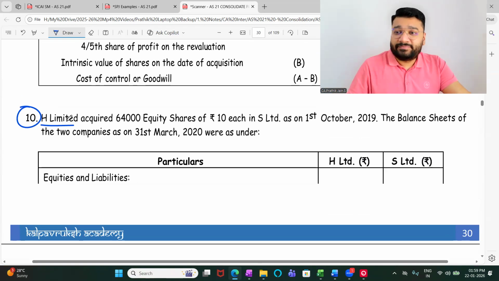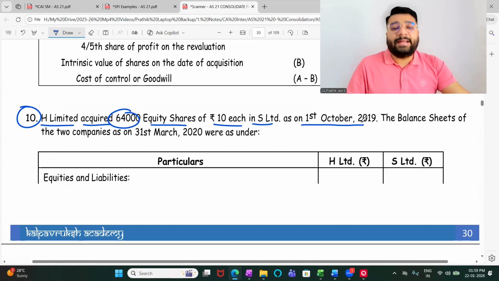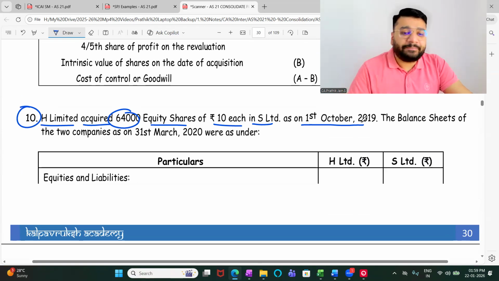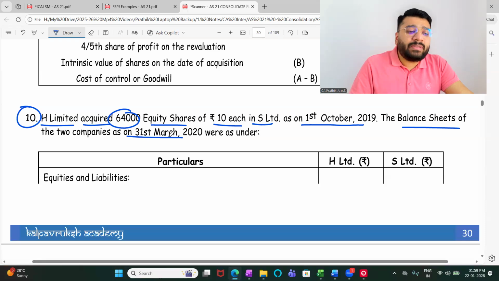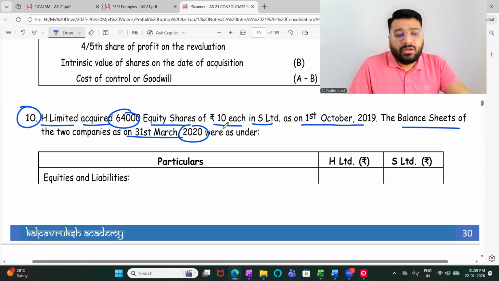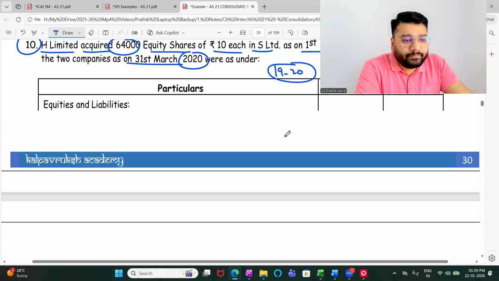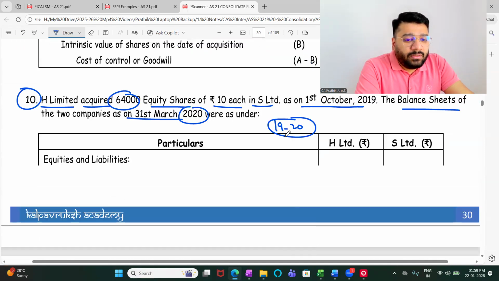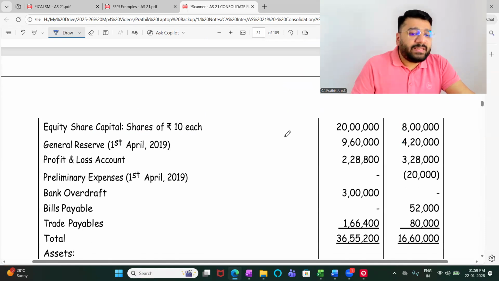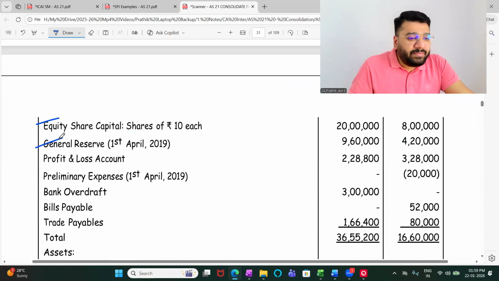Heads Limited acquired 64,000 equity shares of 10 each in S Limited on 1 October 2019. The balance sheet of the two companies is given as on 31st March 2020. So this is the balance sheet of 1920. Equity share capital is given for both the companies, general reserve is given, P&L balance is given.